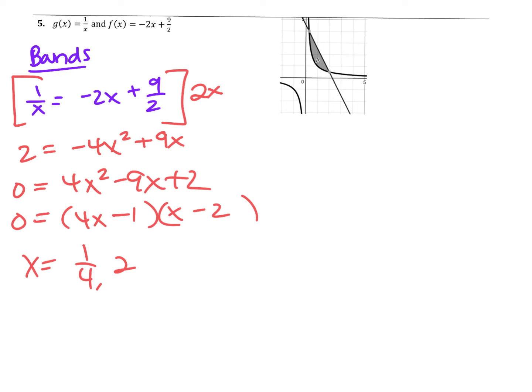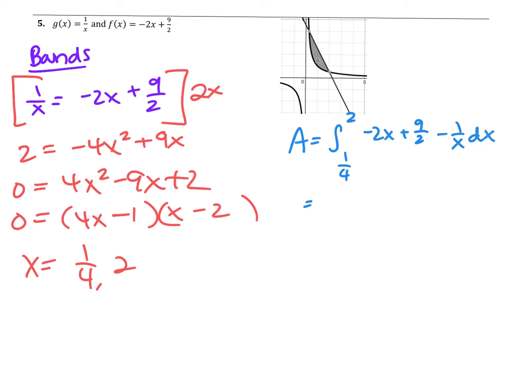Now I can go ahead and set up my area integral. Based on the graph, it looks like the line is the top curve and the 1/x, the rational function, is the bottom curve. So I'm going to say the integral from 1/4 to 2 of -2x plus 9/2 minus 1/x dx. And then we're going to go ahead and integrate.